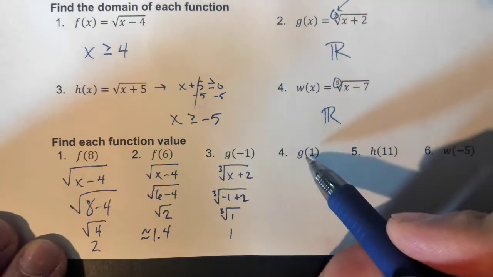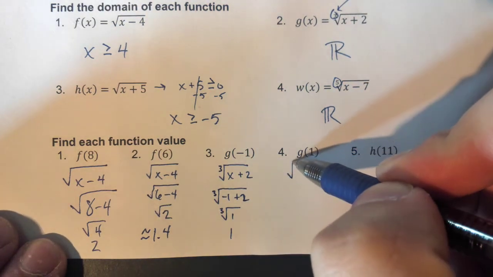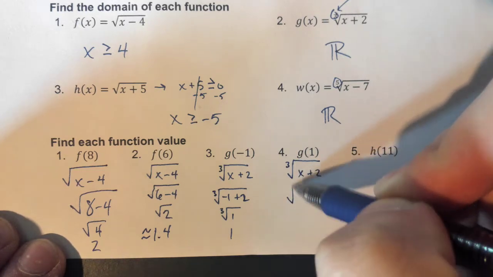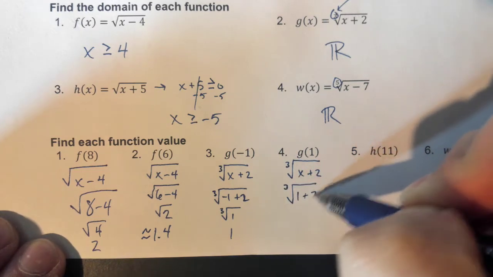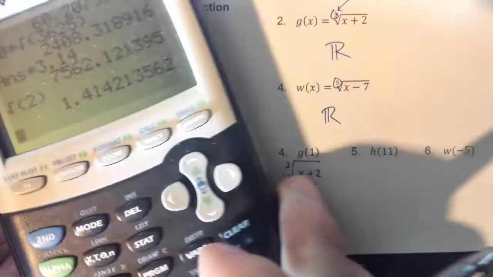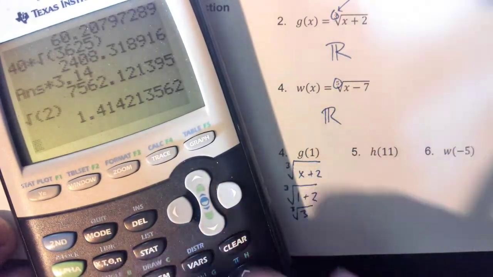On 4, once again, we're using the g function. So I would write down the g function, the cube root of x plus 2. So that would be the cube root of 1 plus 2. That would be the cube root of 3. Now there is no number times itself 3 times that is 3. So that's one where you have to type it in.